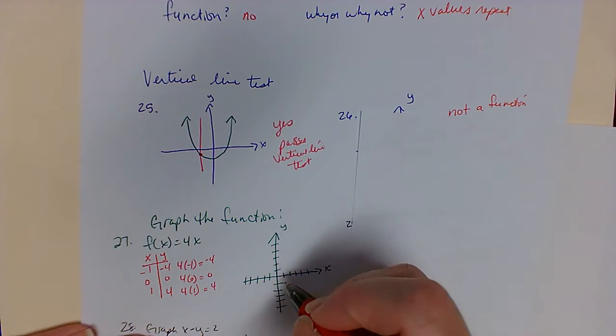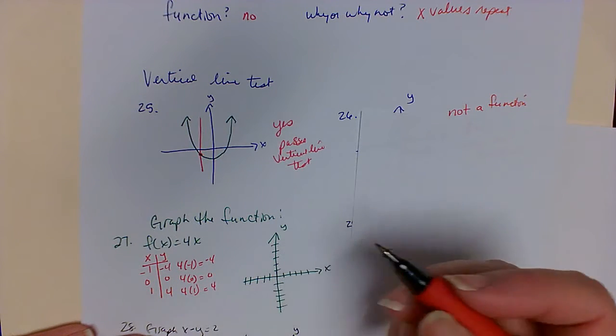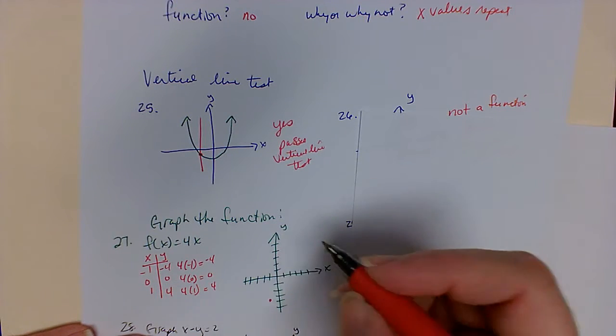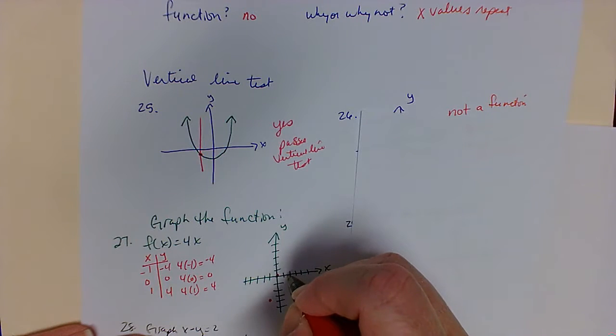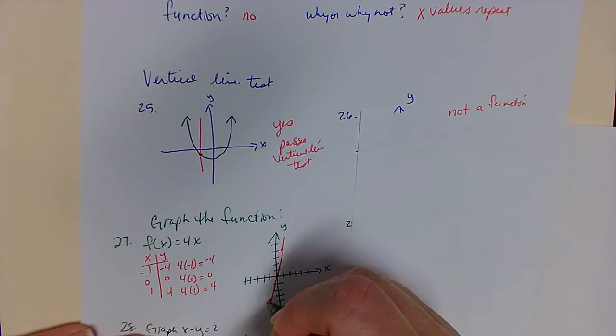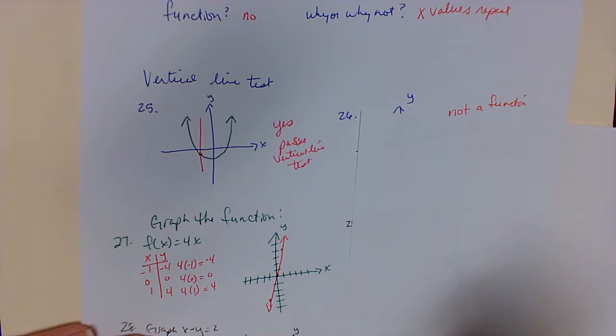I'm going to come over here in my graph, and it's in increments of 1. So -1, -4, 0, 0, and 1, 4. I'm going to combine my points and draw my line.